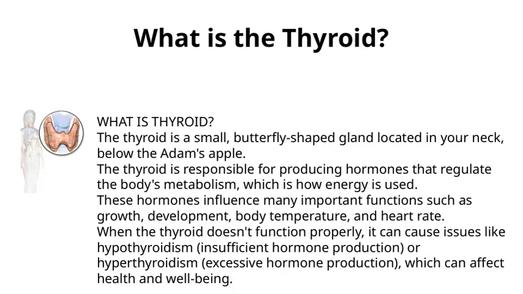Let's start by talking about the thyroid itself. The thyroid is a small, butterfly-shaped gland that sits in your neck, right below your Adam's apple. Despite its small size, it plays a huge role in your health. Its main job is to produce hormones that control your body's metabolism, which is how your body uses energy. These hormones are vital because they influence many important functions, like your growth, how your body develops, your body temperature, and even your heart rate.